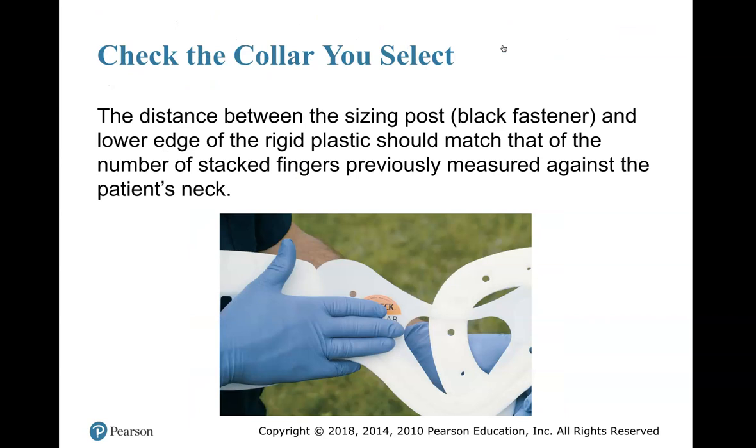Then we're going to measure it on the collar. So we pick out our collar. We're going to select it. The distance between the sizing post or the back fastener and the lower edge of the rigid plastic should match that of the number of stacked fingers previously measured against the patient's neck, if it is that particular collar.